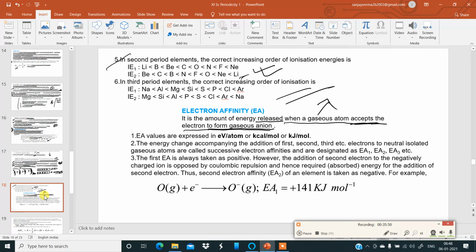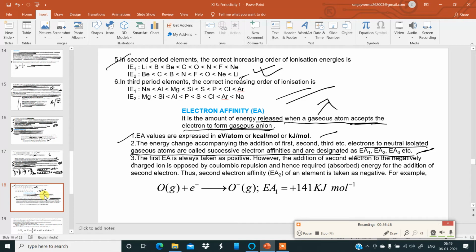Number one, the electron affinity values are expressed in electron volt per atom, kilocalories per mole, or kilojoules per mole. The energy changes accompanying the addition of first, second, third, etc. electrons to neutral isolated gaseous atoms are called successive electron affinities and are designated as EA1, EA2, EA3, etc.